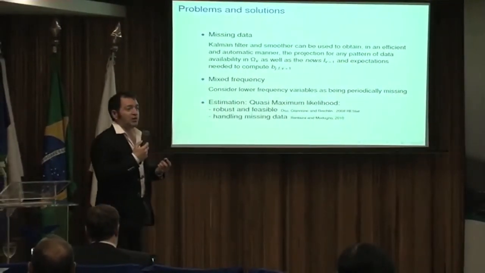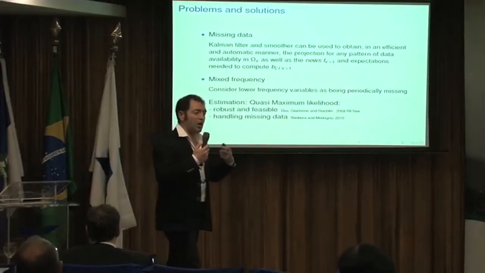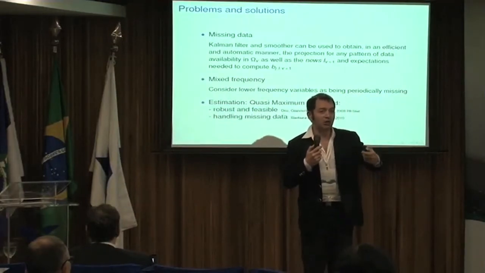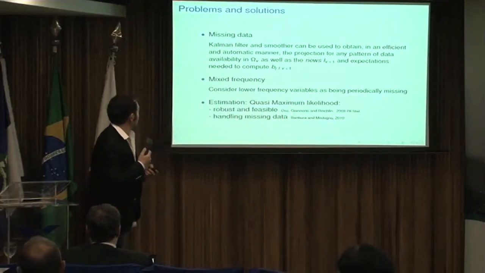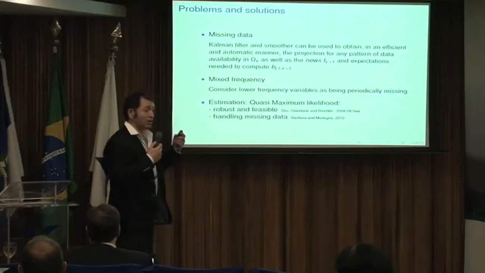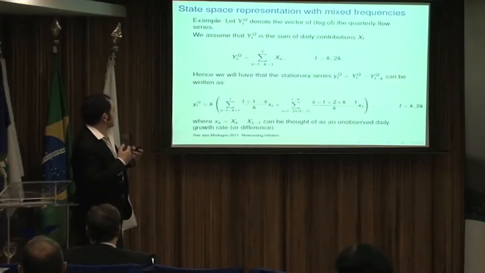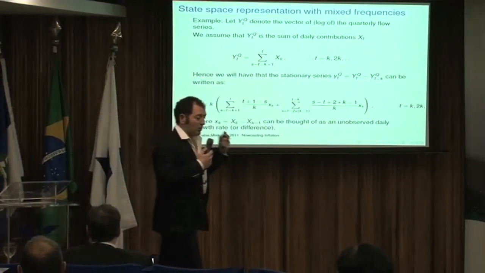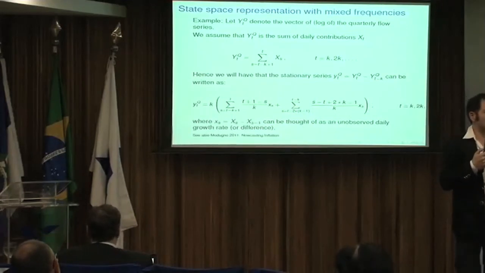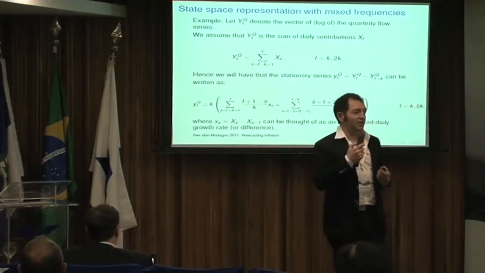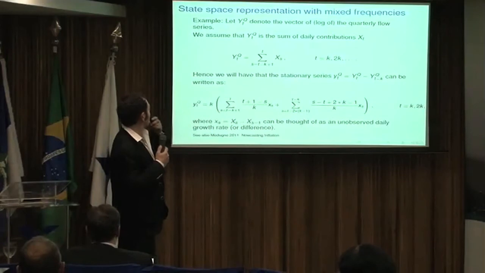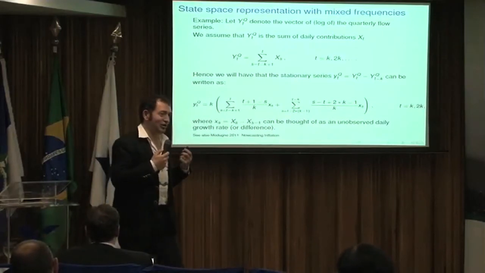Mixed frequency is very similar to missing data. Essentially, a lower frequency variable can be thought of as a temporally aggregated and periodically missing variable, so it's easy to do. Estimation you can do with quasi-maximum likelihood. It's robust and feasible. We are going to work out this model with daily data. This is tedious because every month has a different number of days, but you can work it out. It's just a matter of getting nerdy enough.